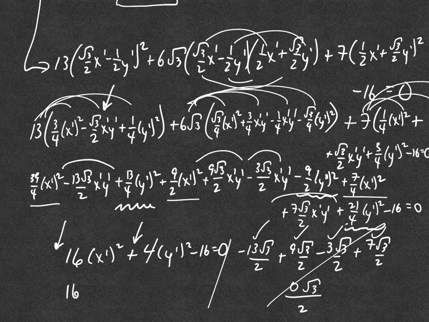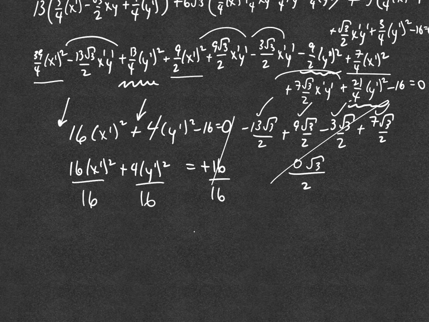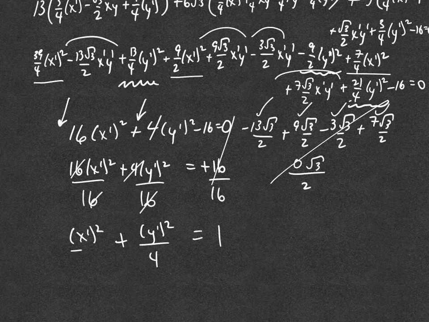So to get it in standard form, we need to move the 16 to the other side by addition. And then to get a 1 on the right-hand side, we have to divide by 16. So 16 divided by 16 on the right-hand side is 1. The 4 and the 16 cancel, leaving you with 4 in the bottom. And then the 16s cancel, top and bottom, leaving you with a 1.